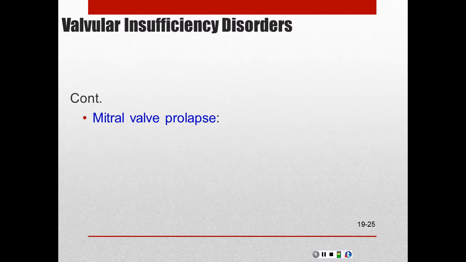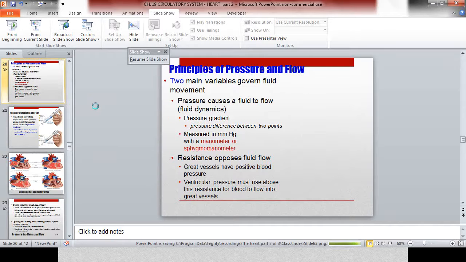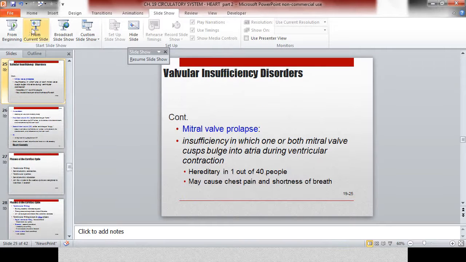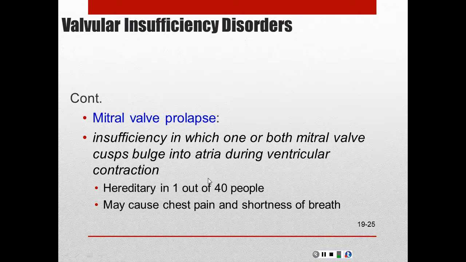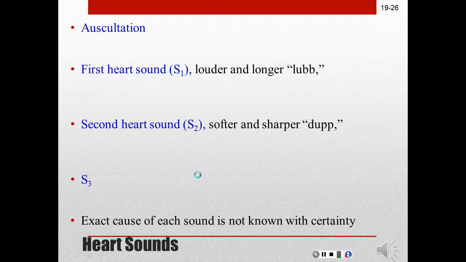Then we have mitral valve prolapse, which hopefully everybody has heard of. It is an insufficiency in which one or both mitral valve cusps bulge into the atria during ventricular contraction. It is hereditary in approximately 1 out of 40 people, and may cause chest pain and shortness of breath.